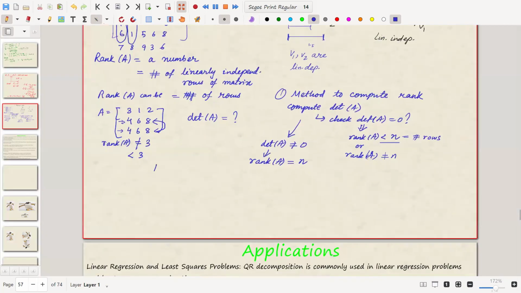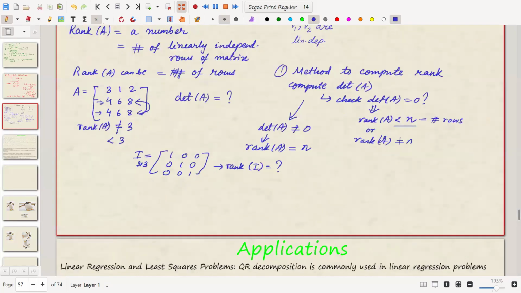One best example is the identity matrix. Identity matrix 1 0 0, 0 1 0, 0 0 1. A 3 by 3 identity matrix. I am asking what is the rank of this matrix? How many of you are saying 3? How many of you are thinking it should be less than 3?